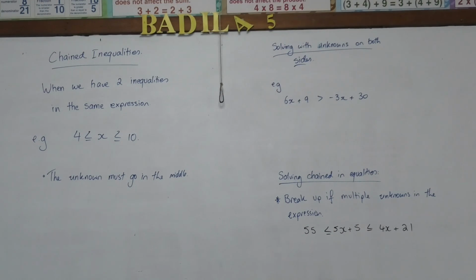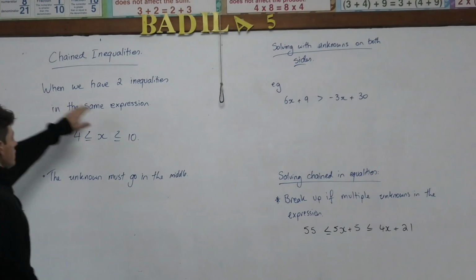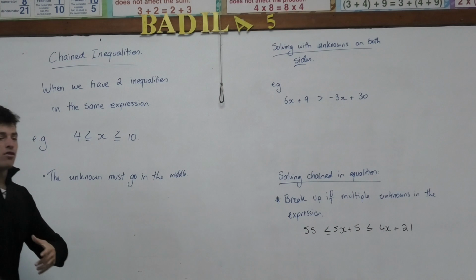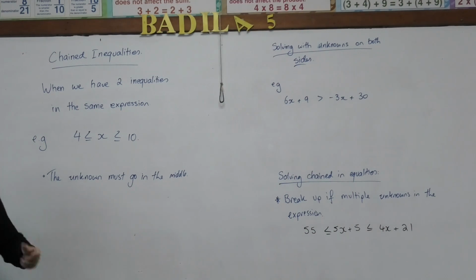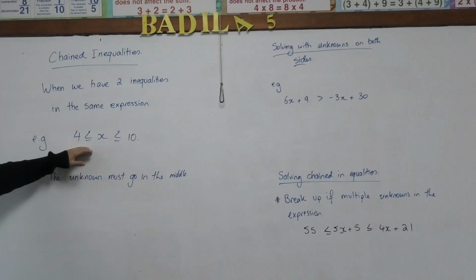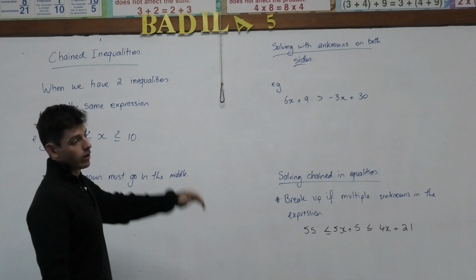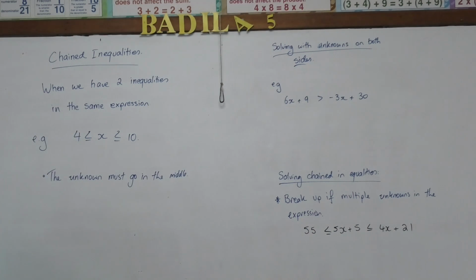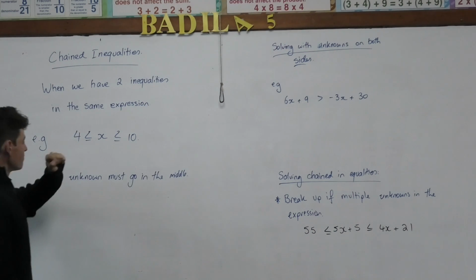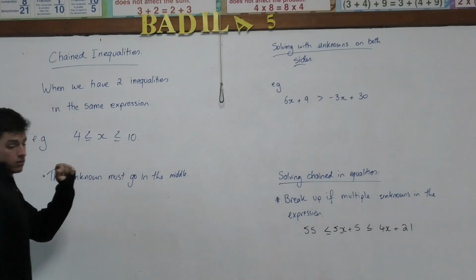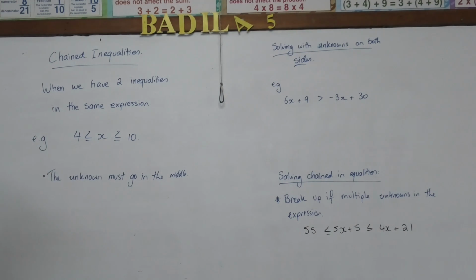Chained inequalities are when we have two inequalities in the same expression. They often are good for providing an upper and a lower limit. So in this example, what I'm saying is that x must be greater than 4, but less than or equal to 10. Happy with that? So the unknown value must go in the middle of our chained inequalities.